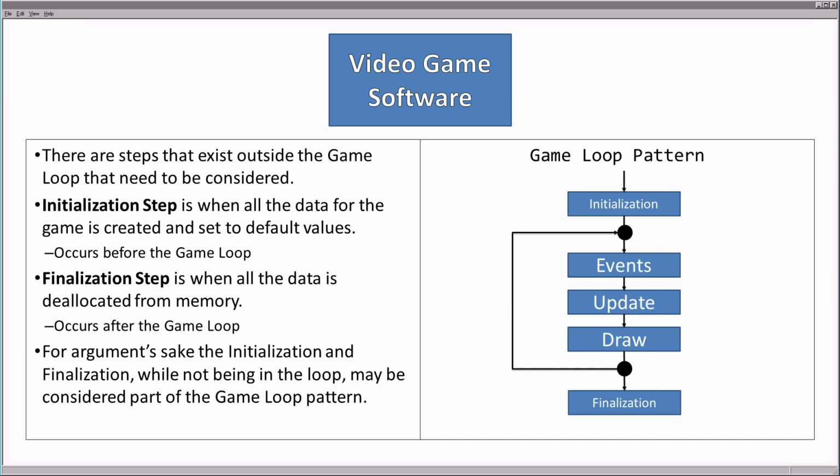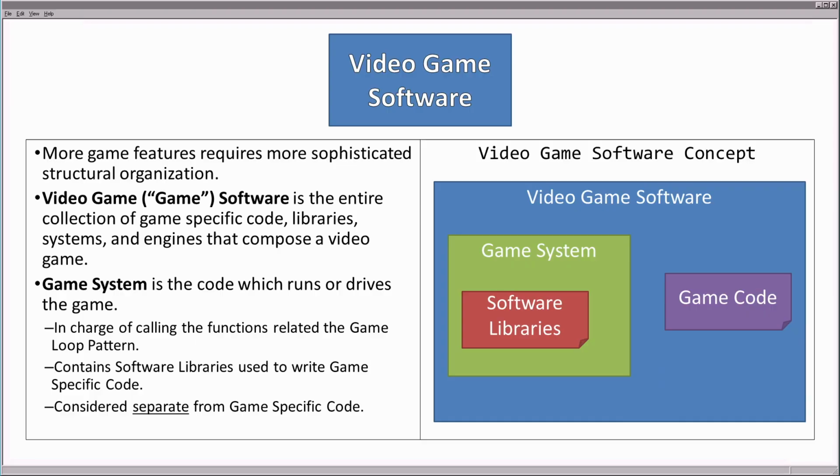There are steps that exist outside the game loop that we also need to consider. The initialization step is when all the data for the game is created and set to default values. This occurs before the game loop. The finalization step is when all the data is deallocated from memory, and this happens after the game loop. For argument's sake, the initialization and finalization are not part of the loop, but are considered elements of the game loop pattern. However, when we decide to create games that involve many more features, then we need to consider more sophisticated structures and patterns. More game features require more sophisticated structural organization.